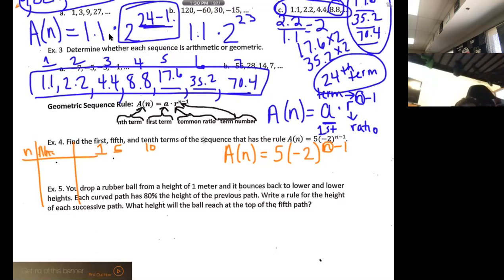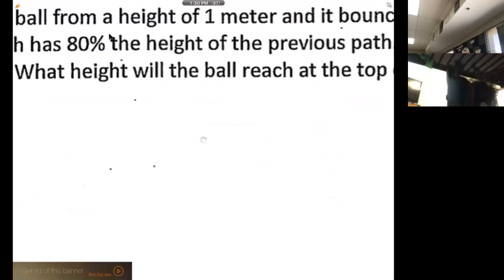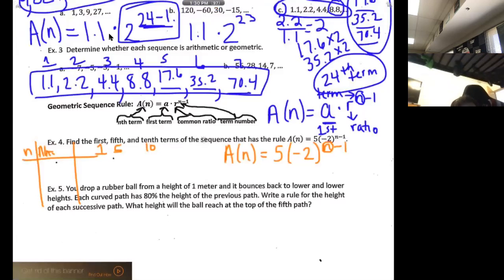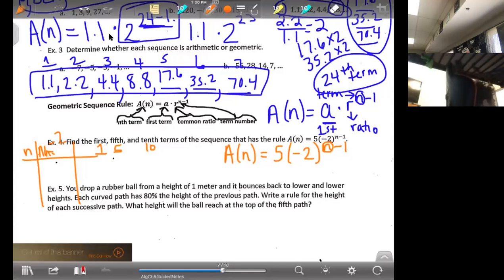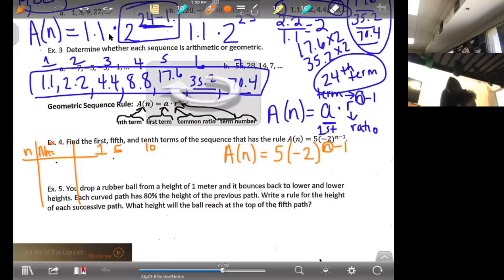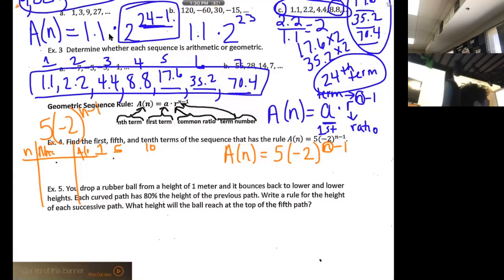Oh, it's going to be small. Negative. Wait, it's not even -2. It's not even negative. Wow. 5 times -2 to the n minus 1. Okay, and then this is our a of n.